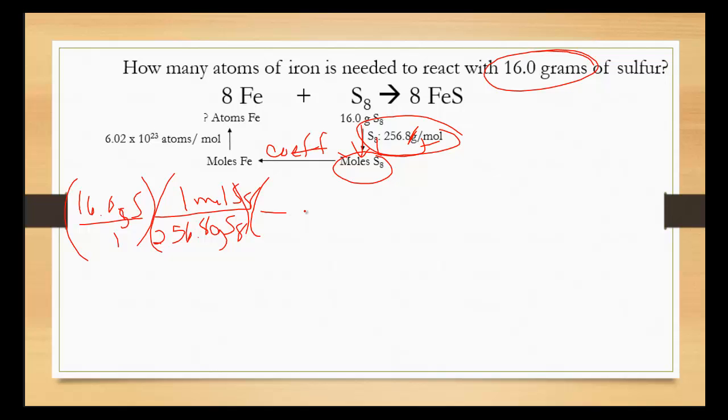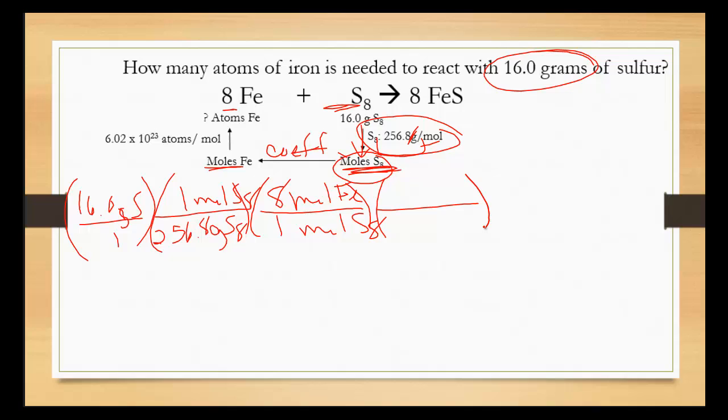Now we're here in our plan. We go from moles of sulfur to moles of iron. Where we're going from goes on the bottom. Where we're going to goes on the top. We use the coefficients now. There's an invisible 1 for sulfur, and there's an 8 for iron. We are right here now.